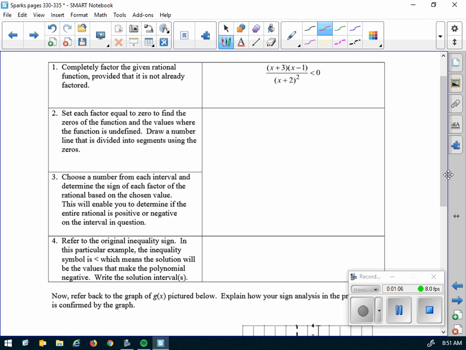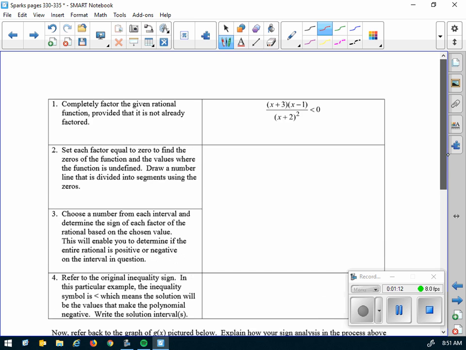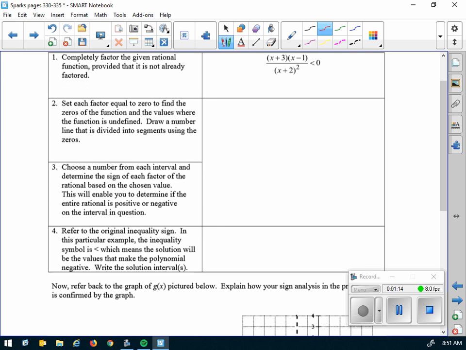So now this is the last one that you're actually going to be given all the steps, but hopefully you don't need the steps anymore, but it'll come in handy this time just because you haven't done this since last Friday. Okay, we are solving this rational expression less than 0.